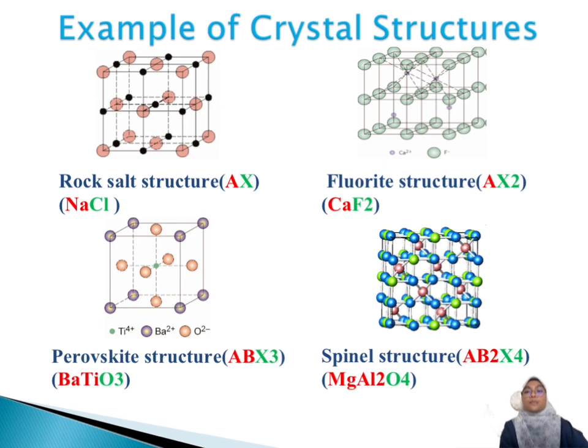The third one is perovskite structure. For example, barium titanate, which is widely used in capacitors and also electronics. And the last one is spinel structure. For example, magnesium aluminate spinel, which can be found in gemstones and also refractories.